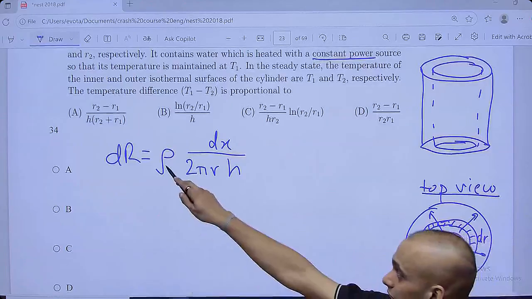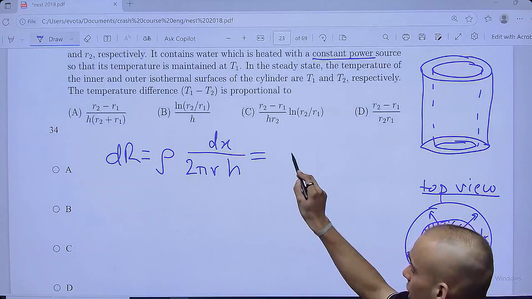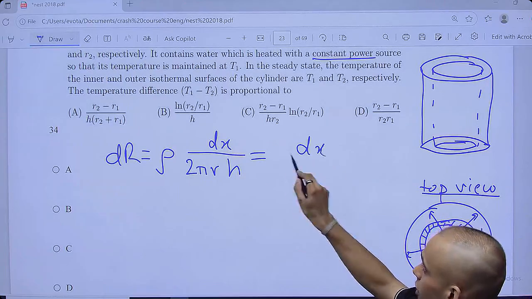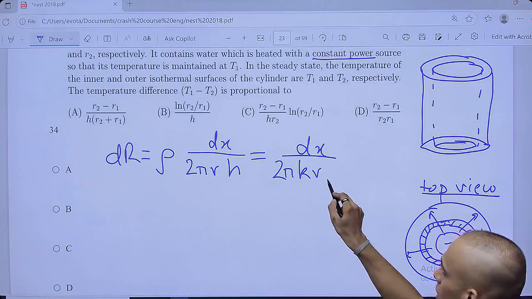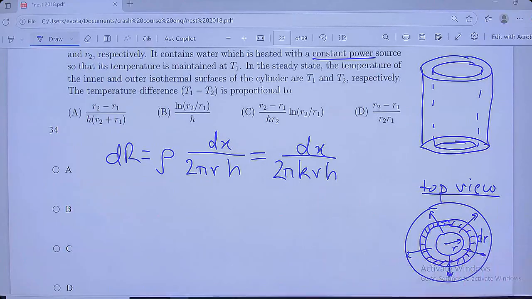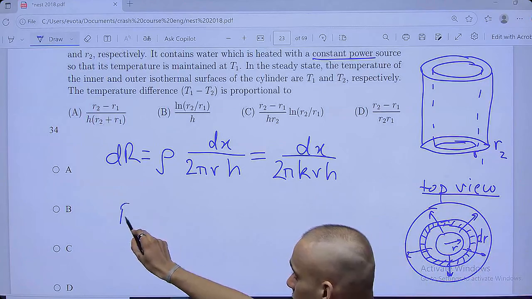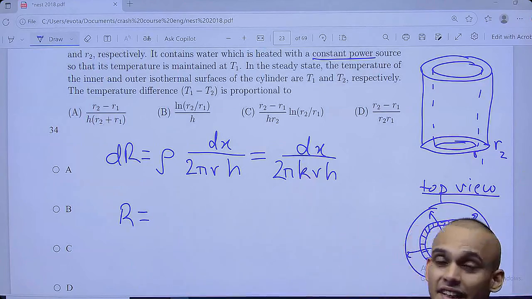And we can replace resistivity with 1 upon conductivity. The expression will be 1 upon k into dr by 2 pi r h. This will be the thermal resistance. And since we are connecting many of these layers from a radius of R1 to a radius of R2, this radius is R1, this radius is R2, the total thermal resistance will simply be the integral of this.